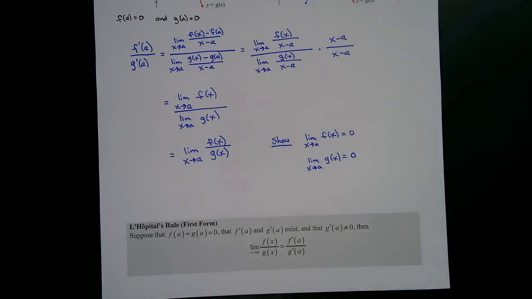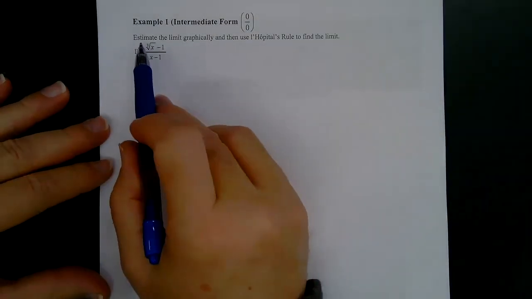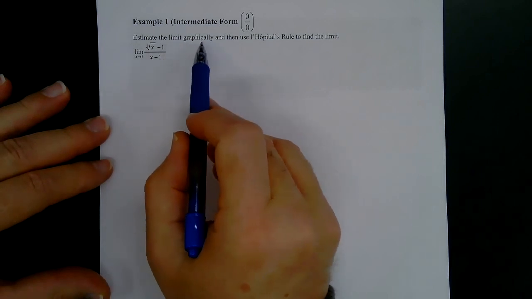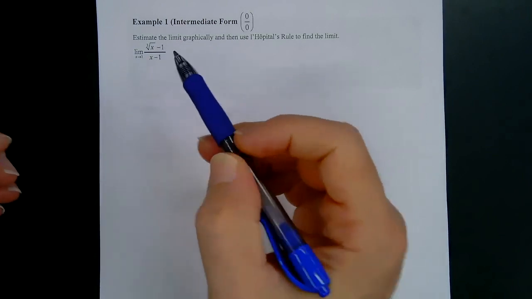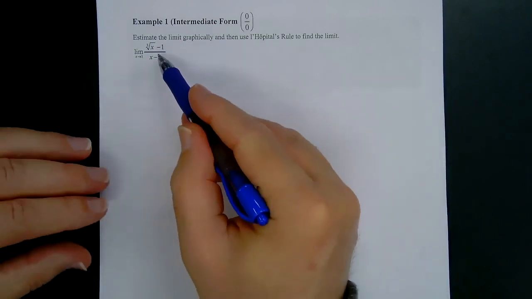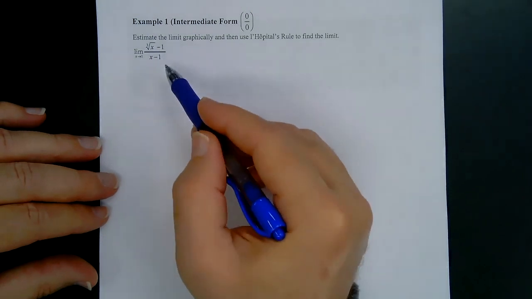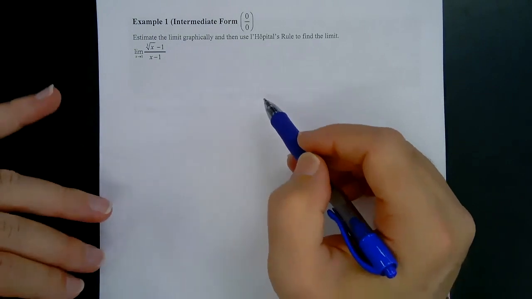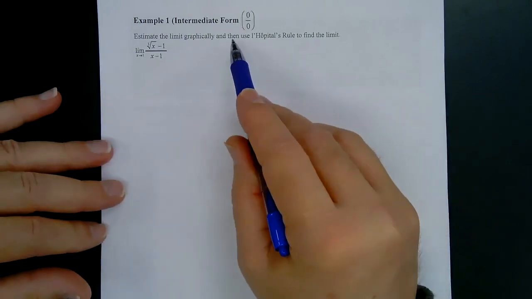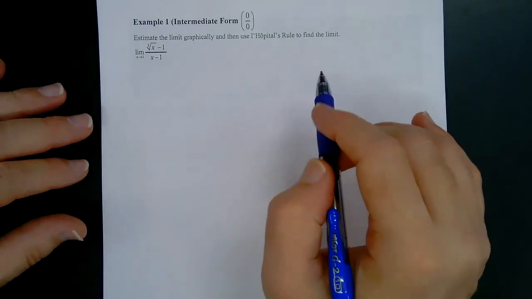So let's do a problem with this. For this problem, estimate the limit graphically. You could put this in your graphing calculator and look to see what this quotient is getting closer and closer to as x approaches 1. You can look at that and go, oh, it's going to come out to be this. But we're going to do L'Hopital's rule, so I'm going to save some time by going straight to L'Hopital's rule on this.